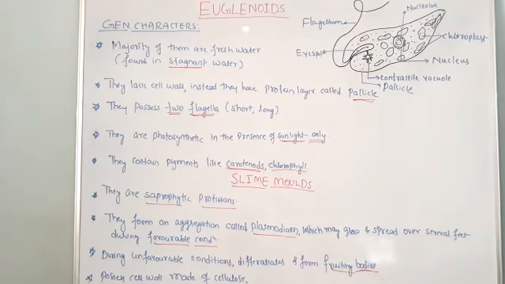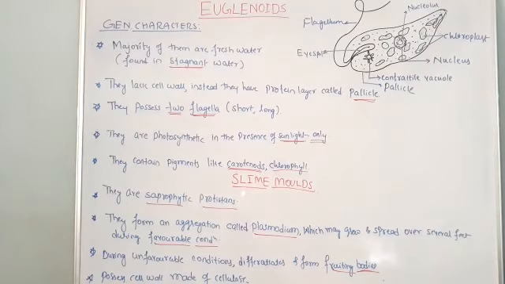Next, after the Euglenides, one more group is there, that is called slime molds. So what are slime molds? Here, molds actually refers to fungi. They are fungus-like protistans. So these are another group of protistans which look almost like fungi. So fungus-like organisms are called slime molds. So what are the special features of this group?